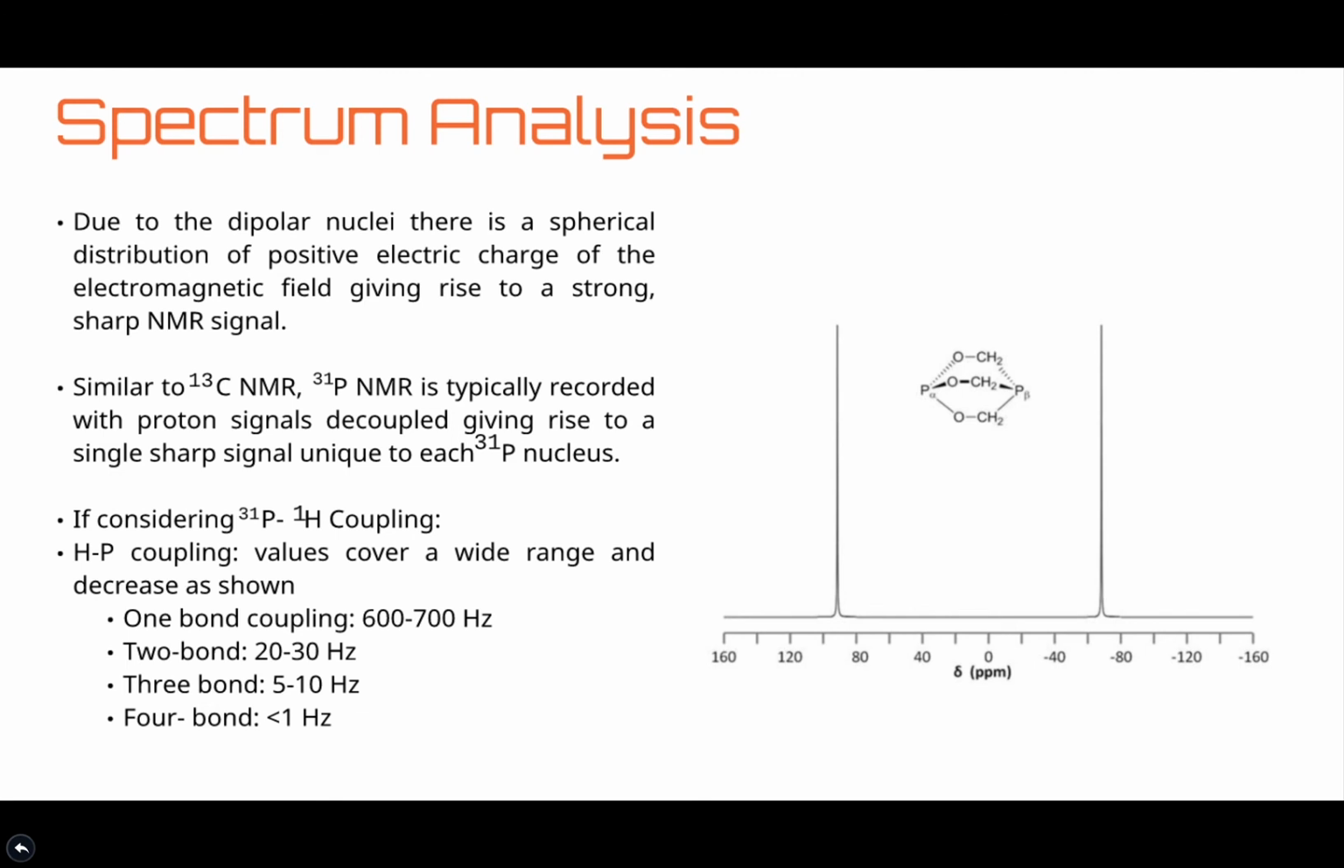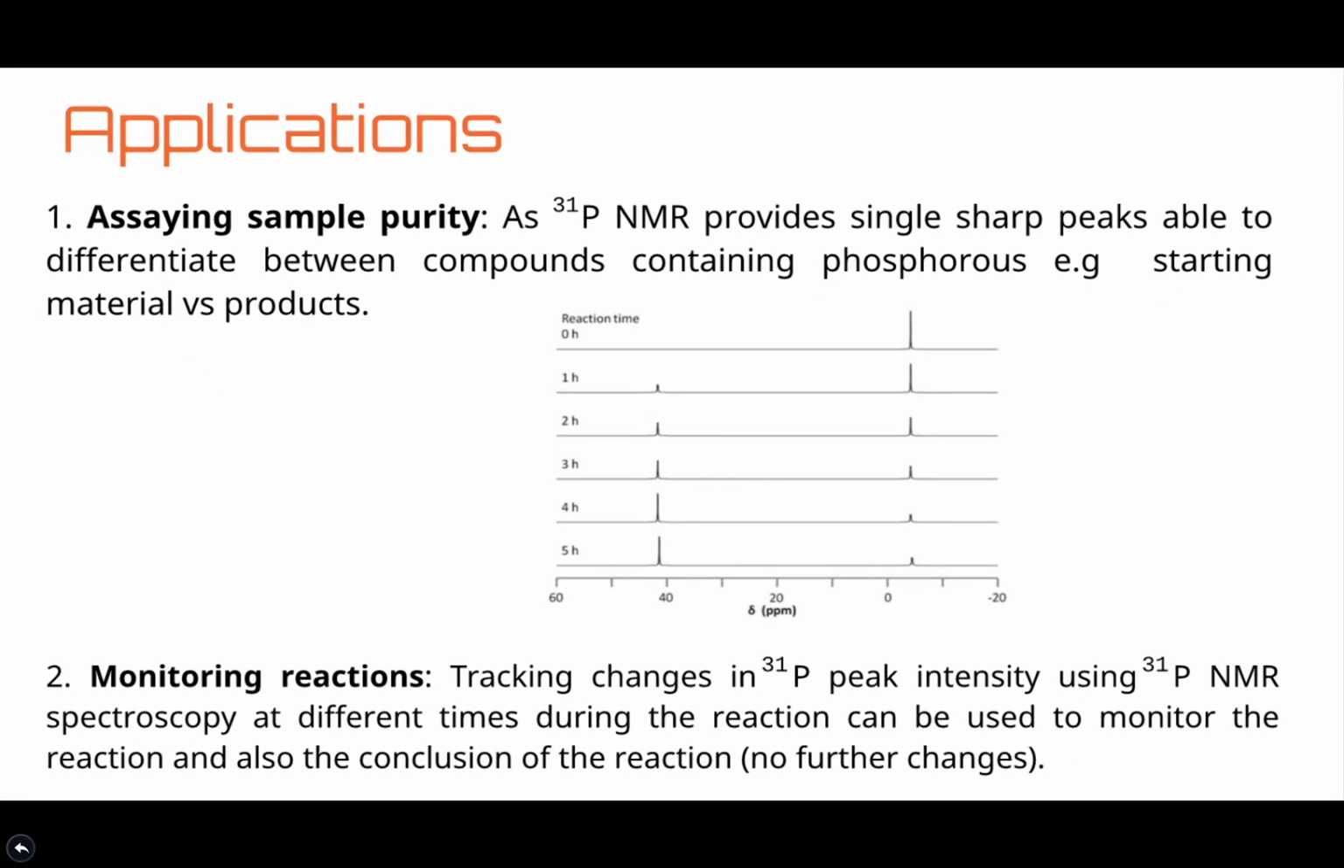Similar to carbon-13 NMR, 31P spectra are typically done with all proton signal decoupled. However, if considering 31P proton coupling, proton P coupling values can cover a wide range and decrease as shown. Some common applications of phosphorus-31 NMR include, number 1, assaying sample purity. It is possible to differentiate between compounds containing phosphorus, for example, between the starting material versus the products, using phosphorus-31 NMR. Number 2, monitoring reactions by tracking changes in phosphorus-31 peak intensity at different time intervals using NMR.